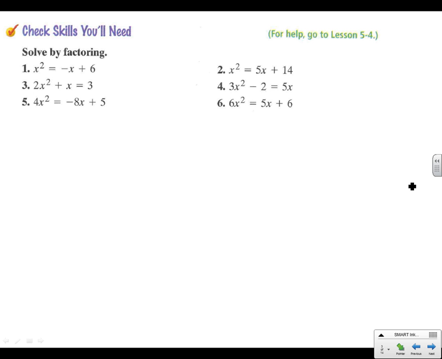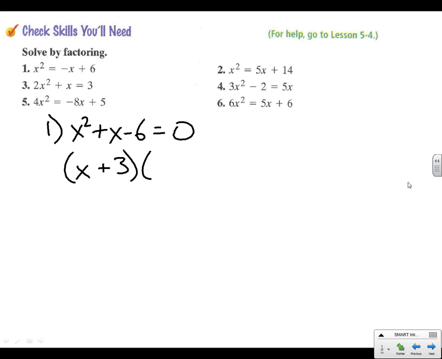So solve by factoring. I'll do the first one, you'll be responsible for the rest. To solve by factoring, we need to get everything on one side. So we could add x and minus 6 and leave 0 on the right. And then we ask ourselves, what multiplies to negative 6 and adds to 1? Positive 3 and negative 2. (x + 3)(x - 2) equals 0.